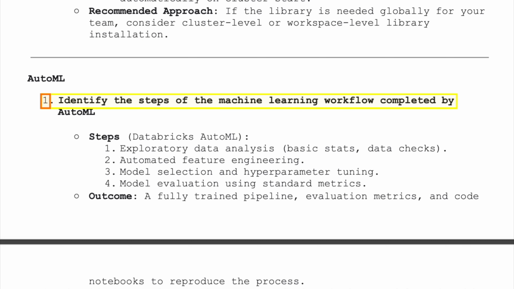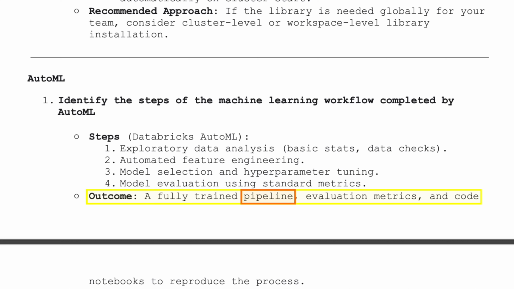AutoML. 1. Identify the steps of the machine learning workflow completed by AutoML. Databricks AutoML steps: 1. Exploratory data analysis, basic stats, data checks. 2. Automated feature engineering. 3. Model selection and hyperparameter tuning. 4. Model evaluation using standard metrics. Outcome: a fully trained pipeline, evaluation metrics, and code notebooks to reproduce the process.